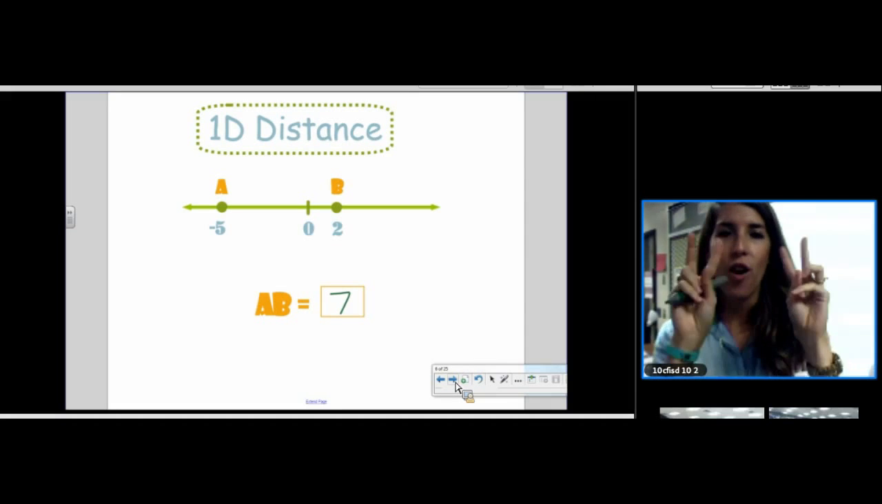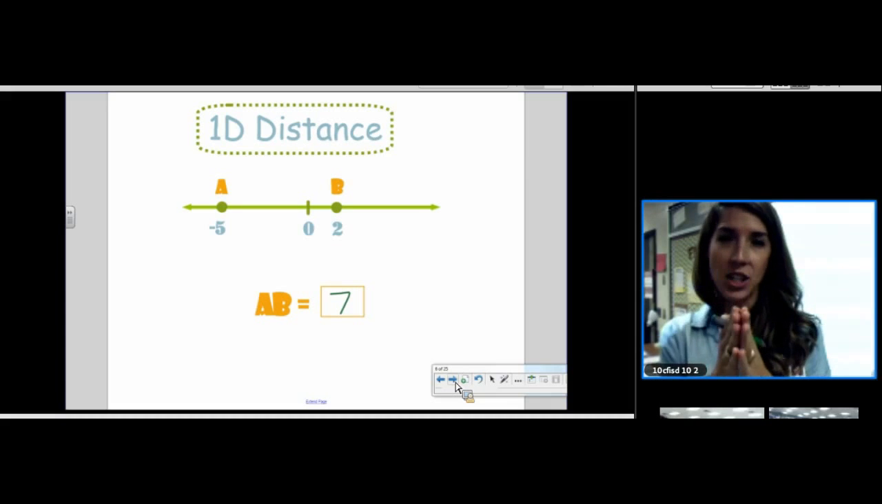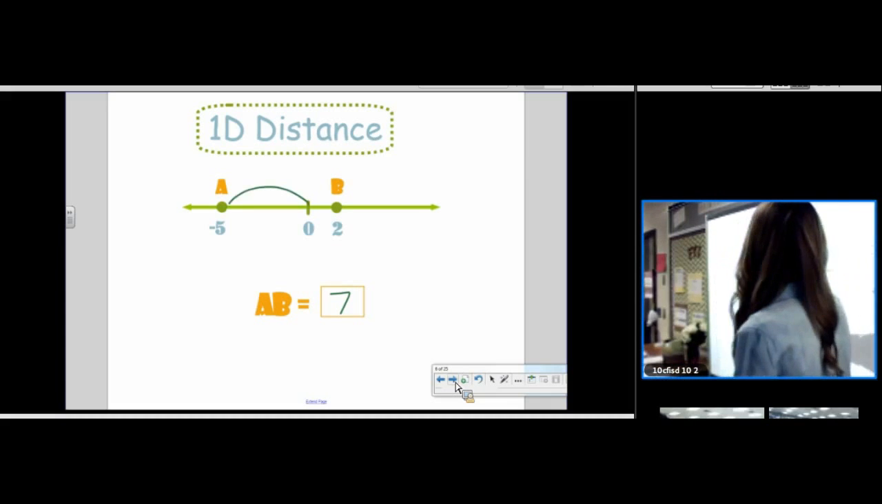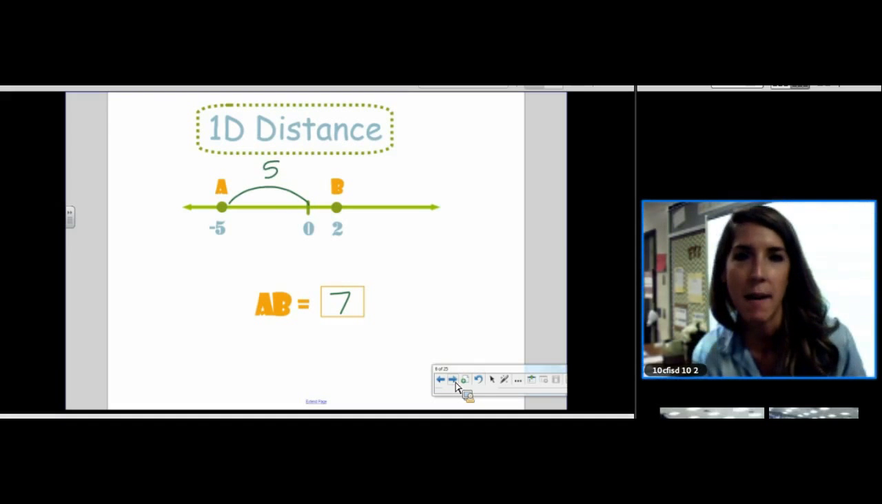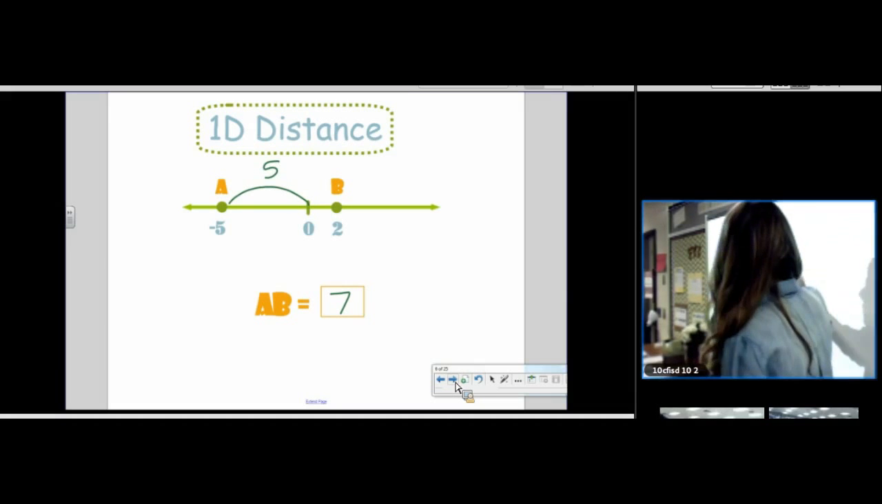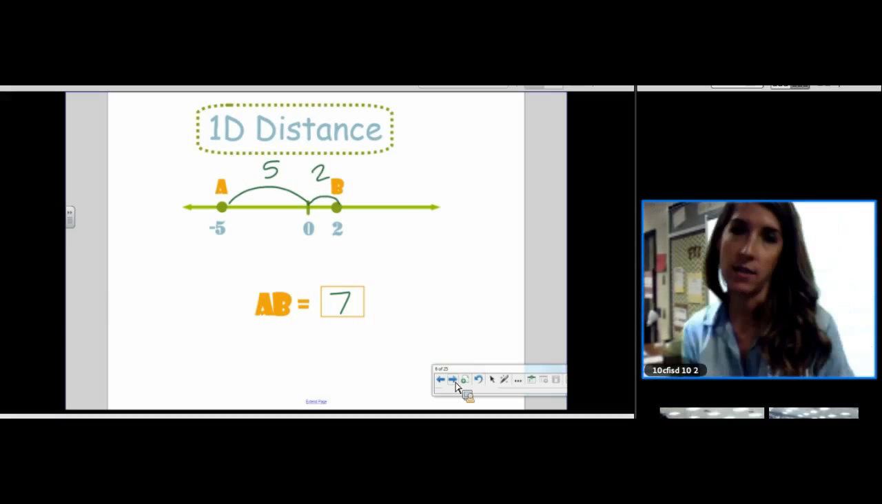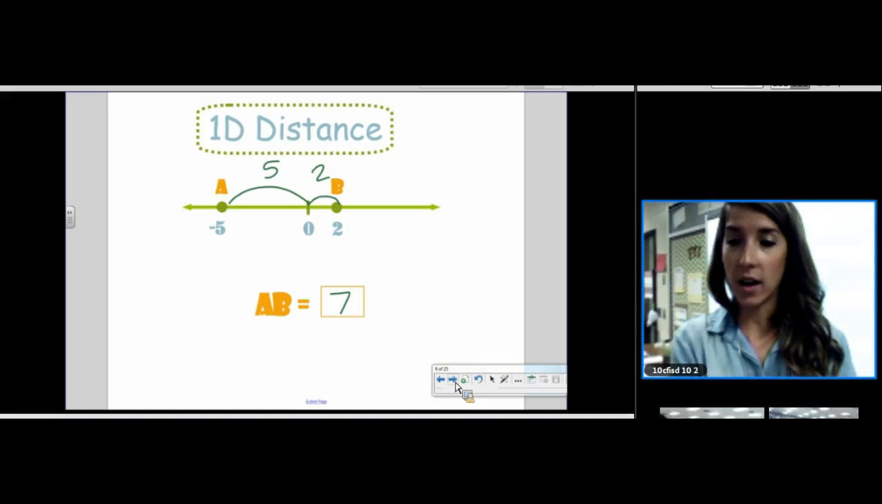Now, there's a few ways that you can go about this. One way I call my common sense way. I use 0 as my orientation, and I say, how far is it from negative 5 to 0? That's easy. 5. I didn't even do any math. And then how far is it from 0 to 2? Oh, it's 2. And so 5 plus 2 is 7.